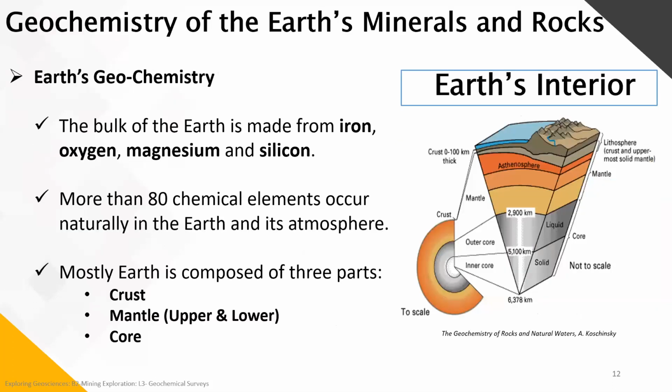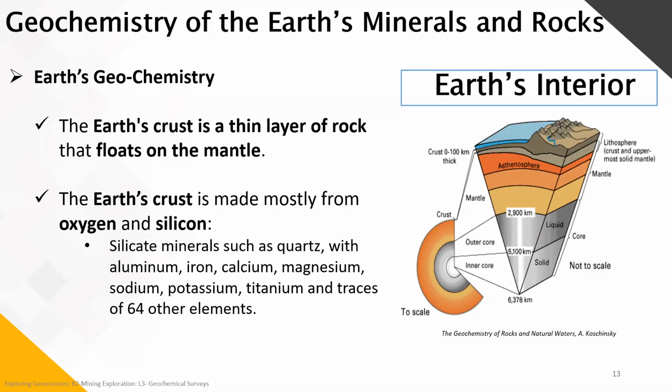The Earth's geochemistry can basically be summed up as iron, oxygen, magnesium, and silicon. We have more than 80 chemical elements that occur naturally in the Earth and its atmosphere, and mostly the Earth is composed of three parts: the crust, the mantle, divided into upper and lower, and the core, which can also be subdivided into inner and outer core.